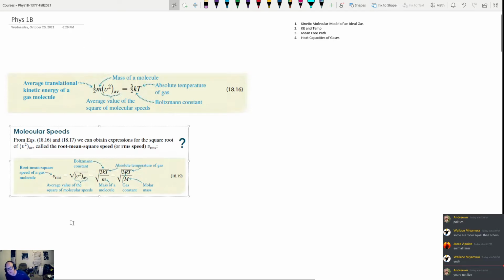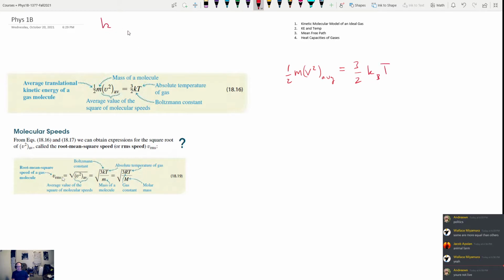Now, one thing we can do is solve this for the velocity and take the square root of it, and we can generate something called the RMS velocity. So we'll derive this equation over here. If we look at this equation, we have 1/2 m, the mass of a single atom or molecule, times the average of v squared, equal to 3/2 times kB. That's the Boltzmann constant. Just to remind you from last time, the Boltzmann constant is 1.38 times 10 to the negative 23 joules per Kelvin. It also happens to be equal to the gas constant R divided by Avogadro's number.